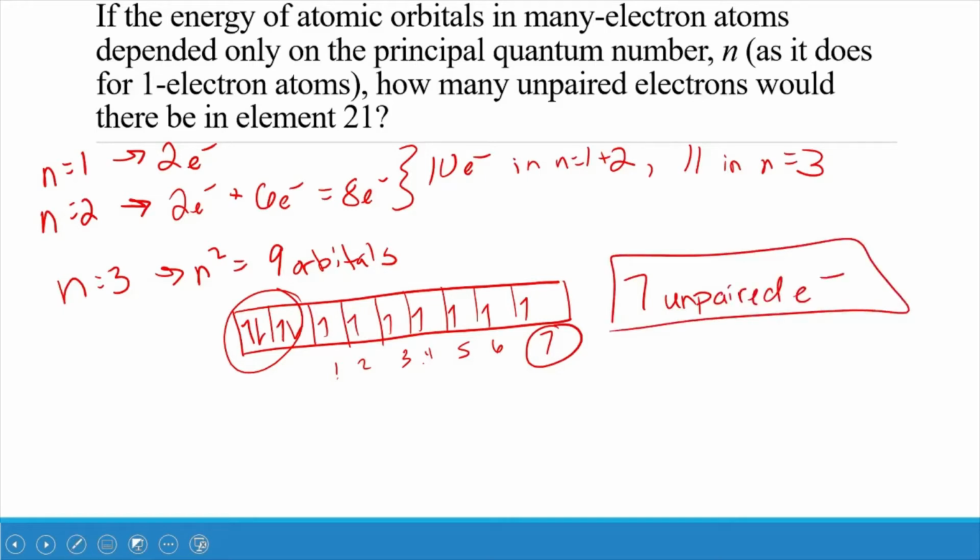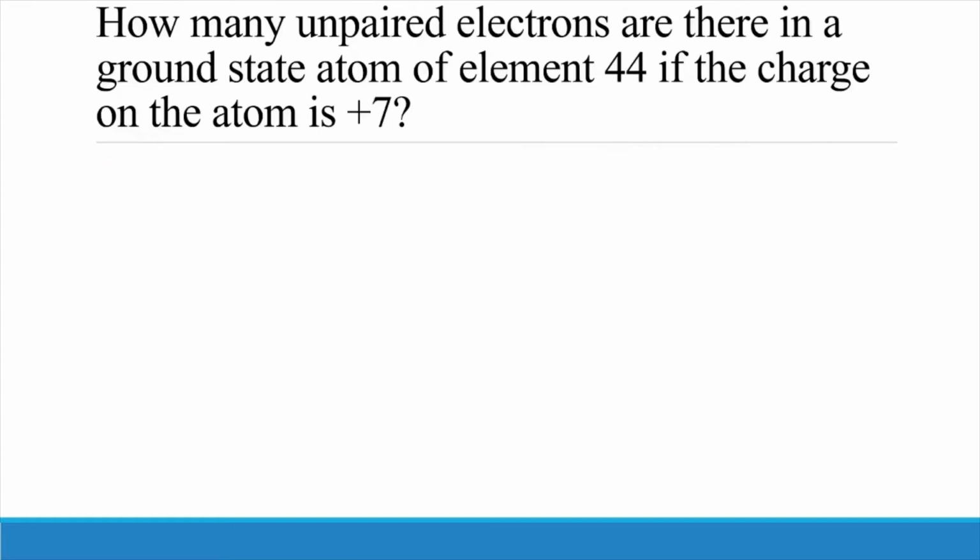So that's what this question meant. I hope this makes sense to you guys. I know it's kind of a weird question. If it doesn't seem clear to you, just let me know. But just remember, this is hypothetical. It's not really what happens.